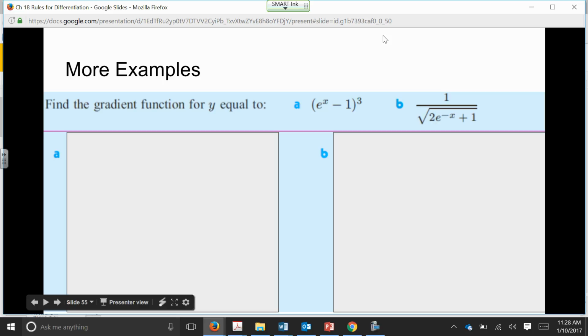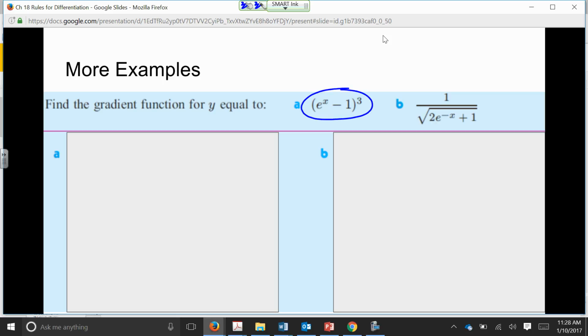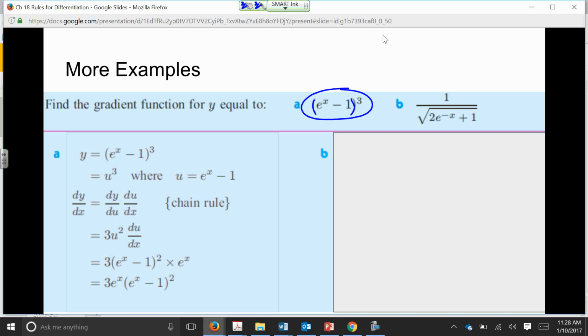All right. Let's take a look at these two. Again, just more applications of different rules to go ahead and find these here. So you might want to pause this video and try these two on your own, or you can just follow along with me. It's up to you. So as I look at A here, I have a binomial raised to the third power. Looks like the chain rule.